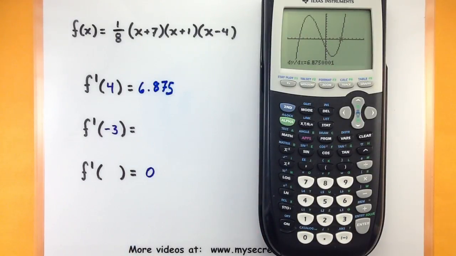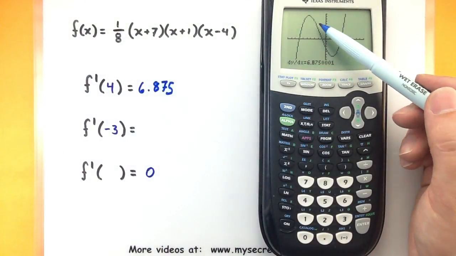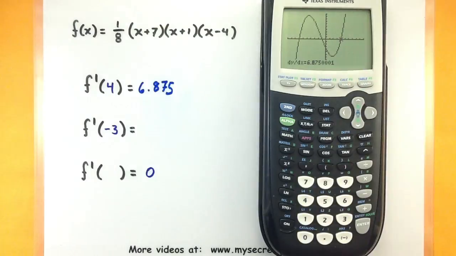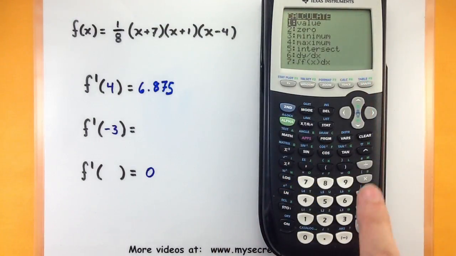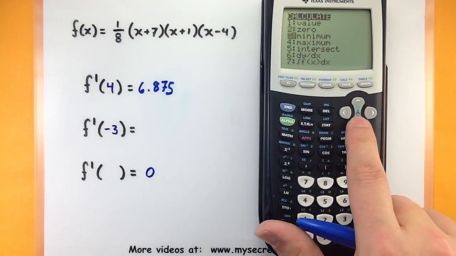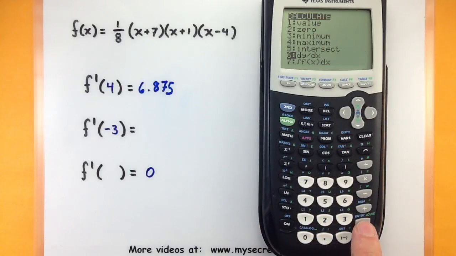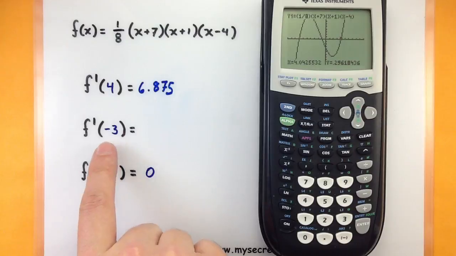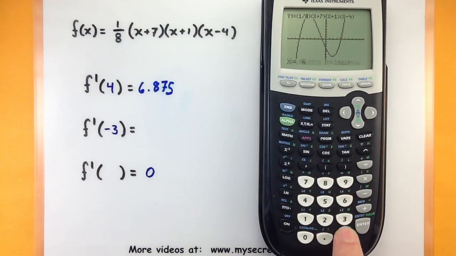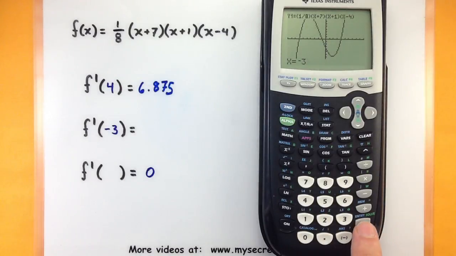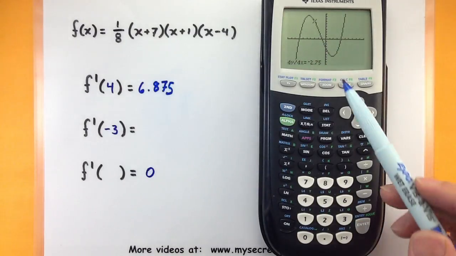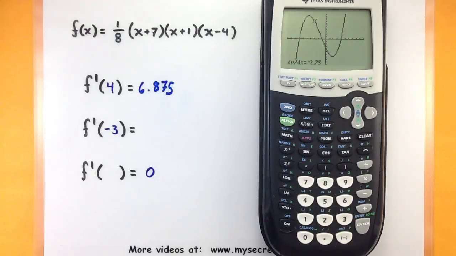All right, let's do another one of these. Let's find the derivative at -3. This is on this part of the function. You can see that it's decreasing, so we should get a negative number. So 2nd, CALC, go all the way down to dy/dx, press enter, and let's give it that value of -3. So x = -3, yep, that's good. Press enter, and it looks like this is giving me the value of -2.75.